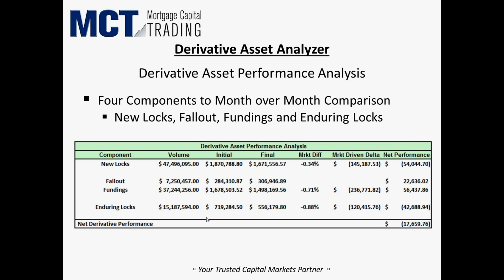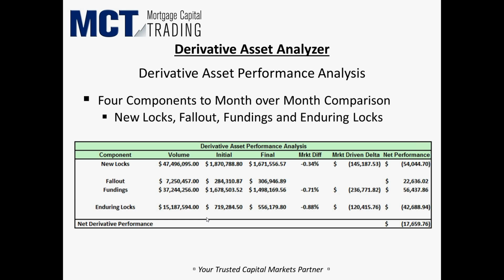So the additions are going to be $47.5 million, and then the removals are going to be $7.25 and $37.2 million. And then, of course, we have the final figure, which I refer to as enduring locks, those are locks that were in last month and in this month. And so for these 4 buckets, the goal here is we're really just analyzing what exactly happened to the value.